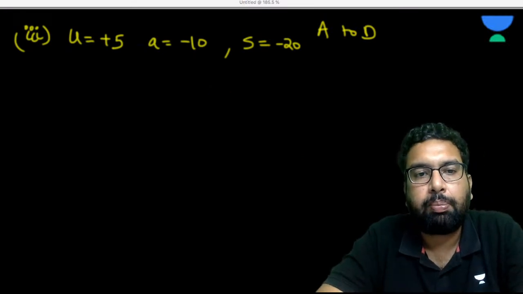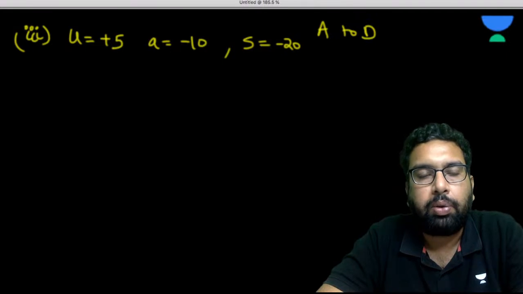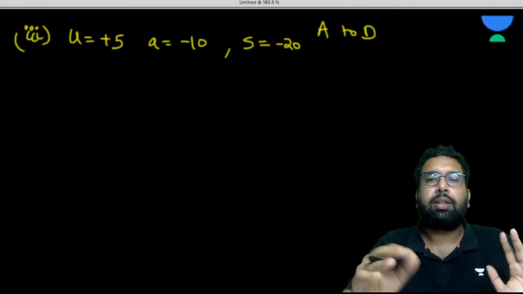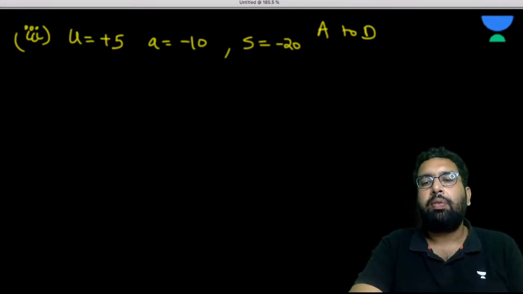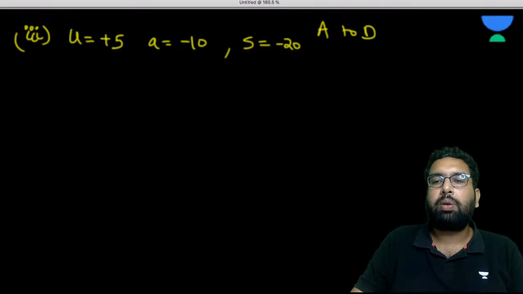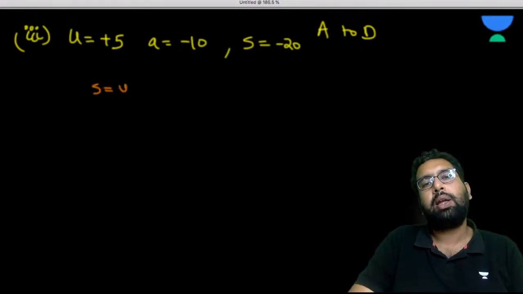It is going to be minus 20, right? So what we can do, sir, now we can apply the equation. See, we have initial velocity, acceleration, and the displacement. So what are we going to use? We are going to use this formula, S is equal to ut plus half at square.